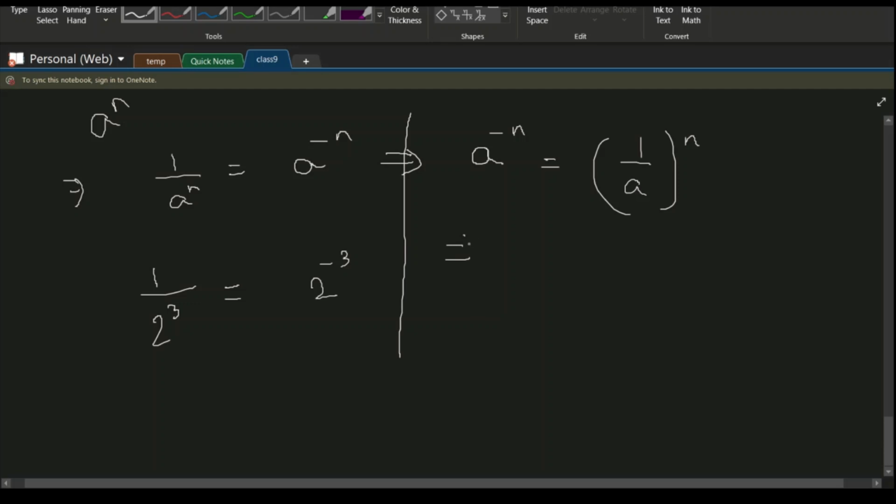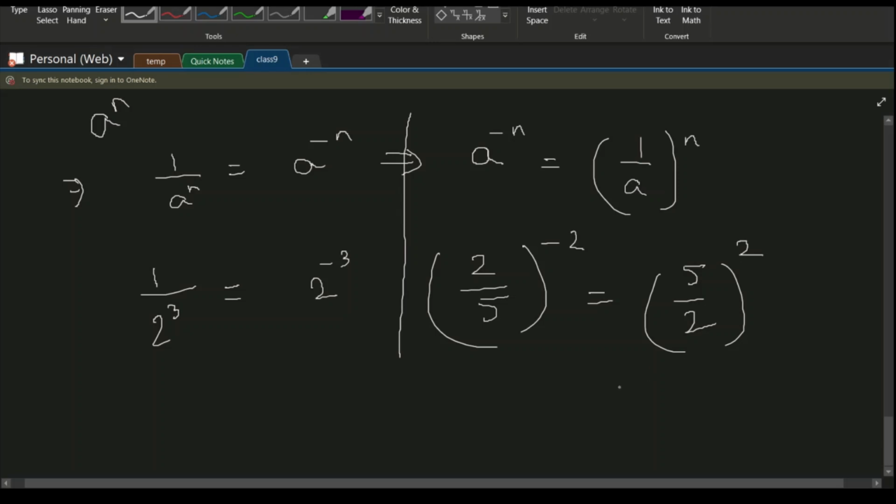Let's see some examples here. For example, 2 by 5 to the power minus 2. What this will become is, if I take the reciprocal of the base, the base here is 2 by 5, and its reciprocal will become 5 by 2, and then the sign of this exponent will change, so this will become a plus 2.